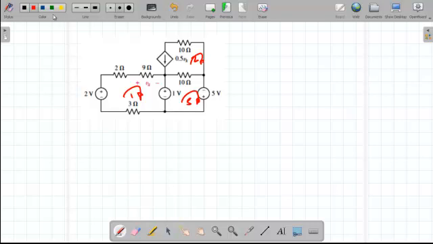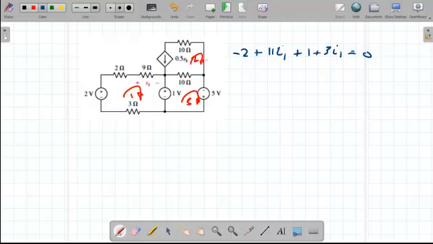Now we can start writing our KVL equation. For the first mesh: -2 plus 2 times I1 plus 9 times I1, so I just write 11 times I1. Then plus 1 volt plus 3 times I1 equals 0.